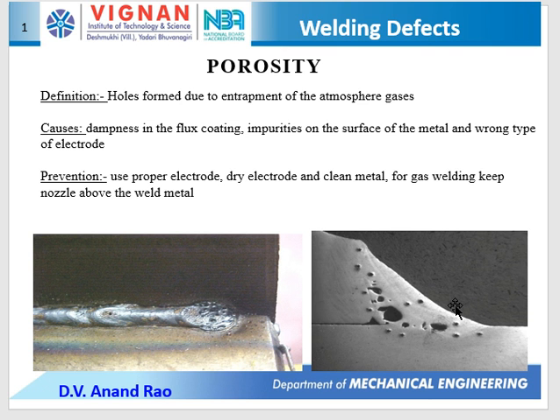To avoid these porosities, we can use a proper electrode in a dry condition, and clean metal. Before doing any welding, we should clean the workpieces or base metal surfaces. And in the case of gas welding, keep the nozzle above the weld metal in such a way that it will eliminate the porosity. Here we can see different pores. These are the pores present in a weld.